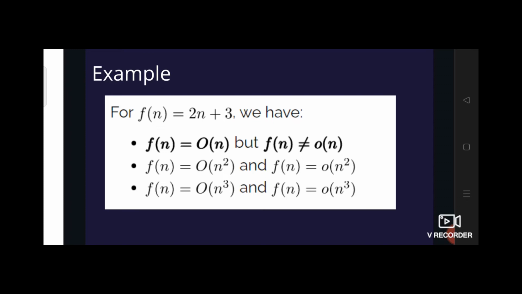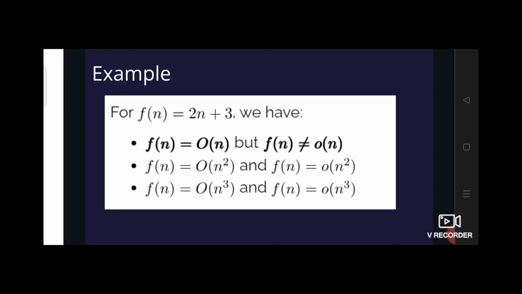But f of n is not equal to small o of n, as 2n plus 3 and n being of the same order, the limit as n tends to infinity of 2n plus 3 by cn comes to be almost constant. Hence it is not equal to small o of n.